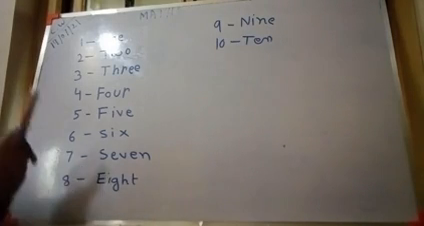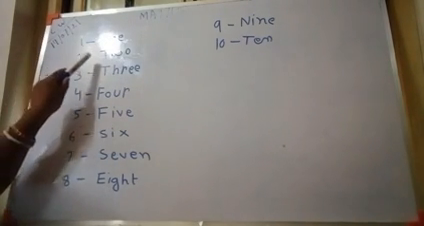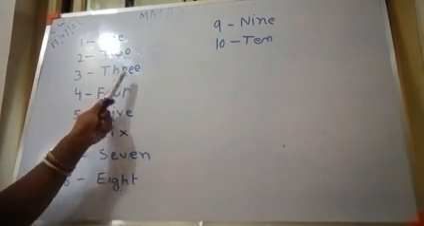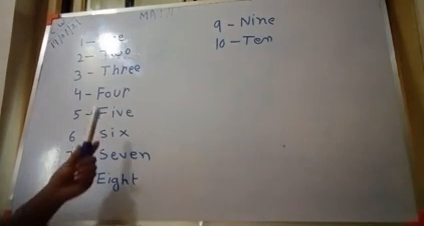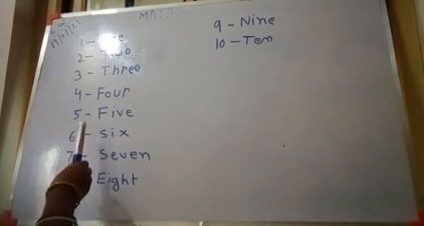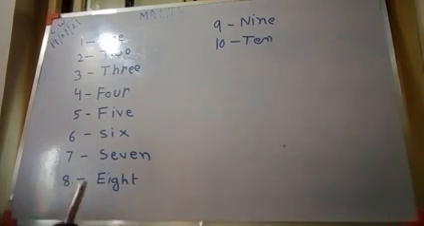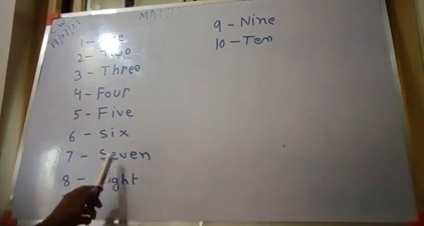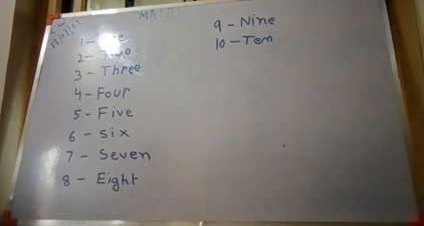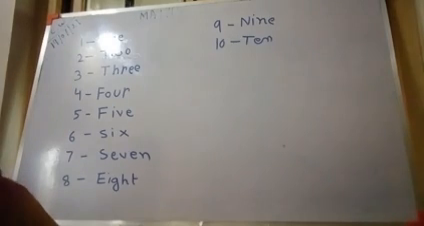Again you see one spelling: O-N-E 1, T-W-O 2, T-H-R-E-E 3, F-O-U-R 4, F-I-V-E 5, S-I-X 6, S-E-V-E-N 7, E-I-G-H-T 8, N-I-N-E 9, T-E-N 10.